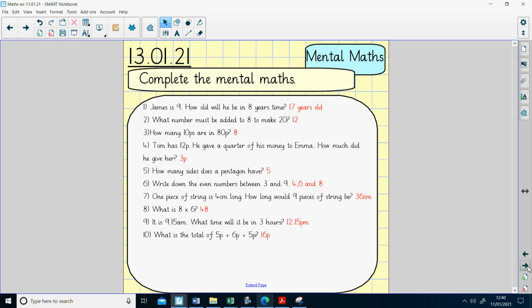What is the total of 5p, add 6p, add 5p? And the answer is 16p. Well done. Hope you've ticked the ones you got correct. Let's have a look at today's maths lesson.